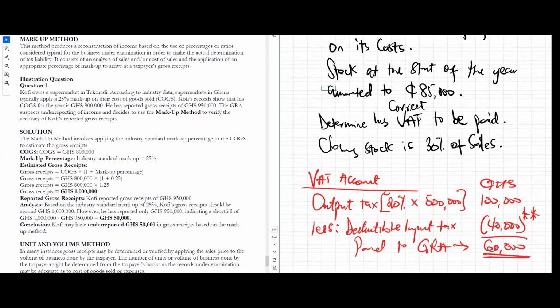So first of all, we know that in a typical company's P&L, how does the P&L look like? It starts with sales. True or false? And here he's saying that his sales was 500,000. Then we less what? After sales, we less cost of sales.